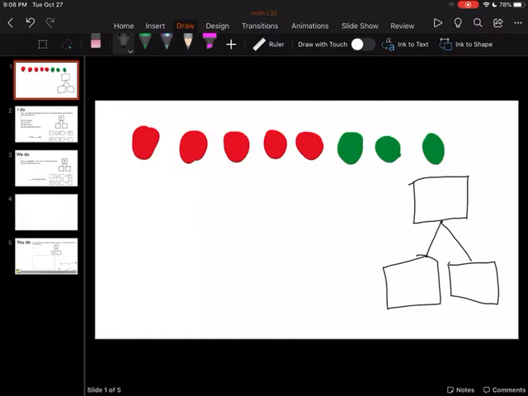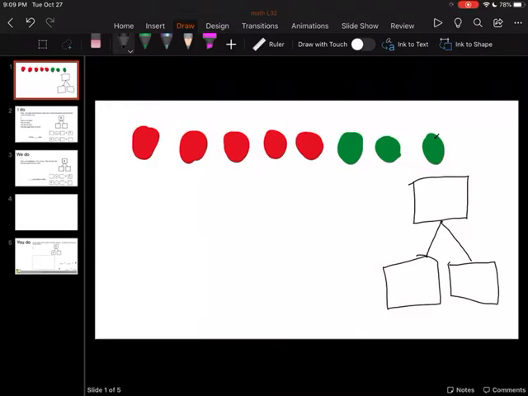All right, on my screen, I'm noticing 8 apples. Do you see my 8 apples? 1, 2, 3, 4, 5, 6, 7, 8. And I'm seeing there are 2 parts. These apples are spread out into 2 parts.